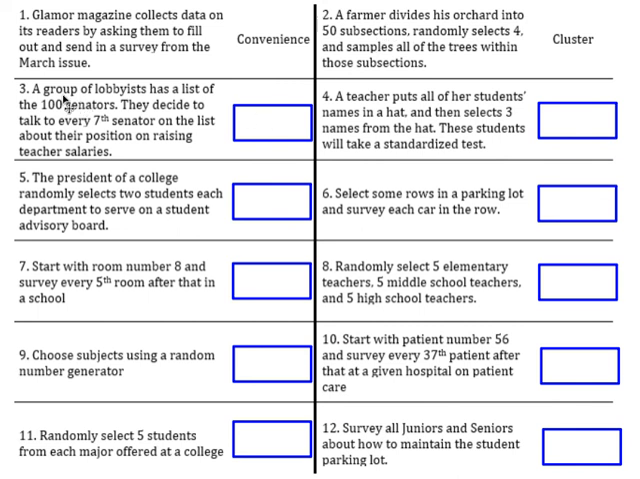Number 3, a group of lobbyists has a list of 100 senators. They decide to talk to every seventh senator on the list about their position on raising teacher salaries. So here they have a systematic approach to a list of people. The systematic, it doesn't matter what the number is, it's always going to be systematic when it's broken down like that.